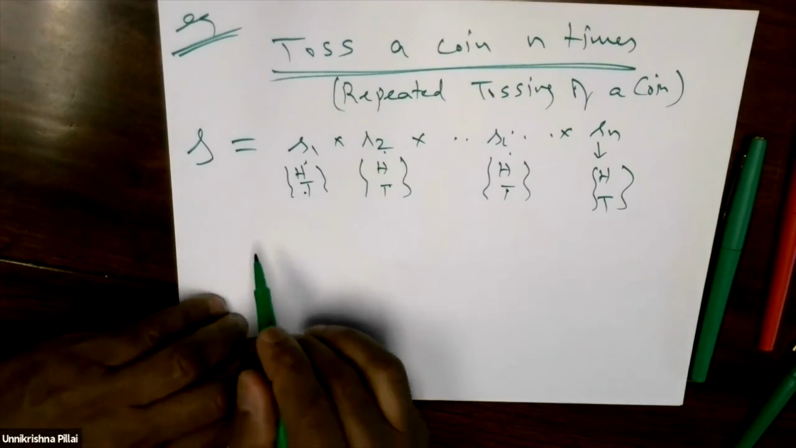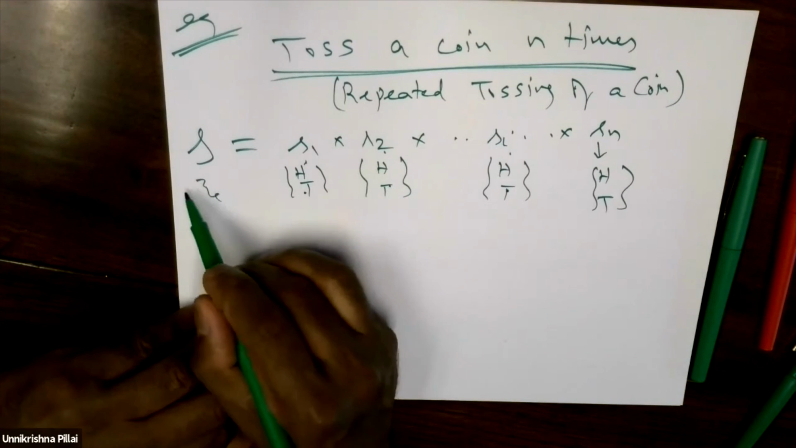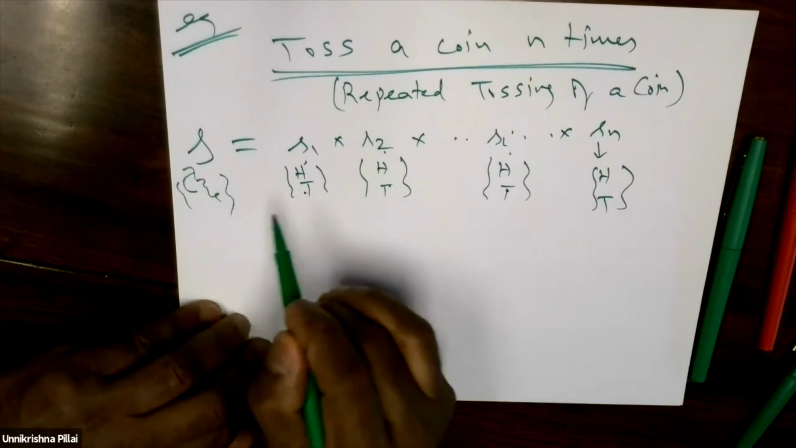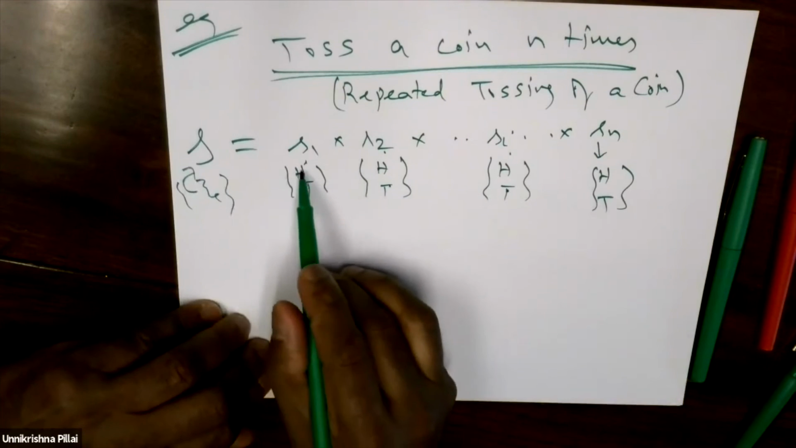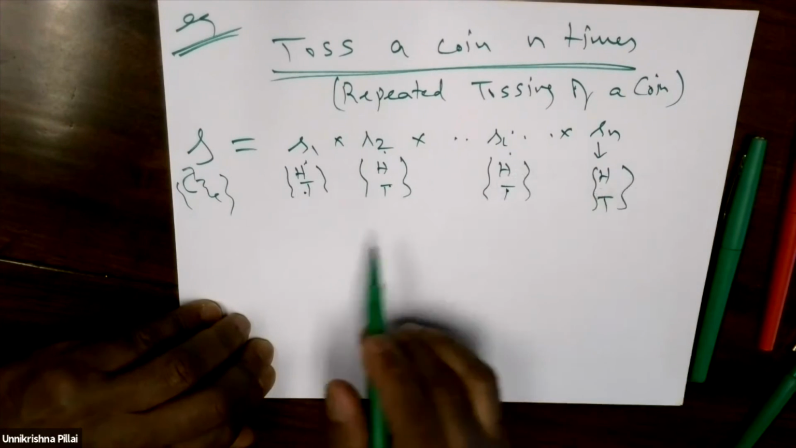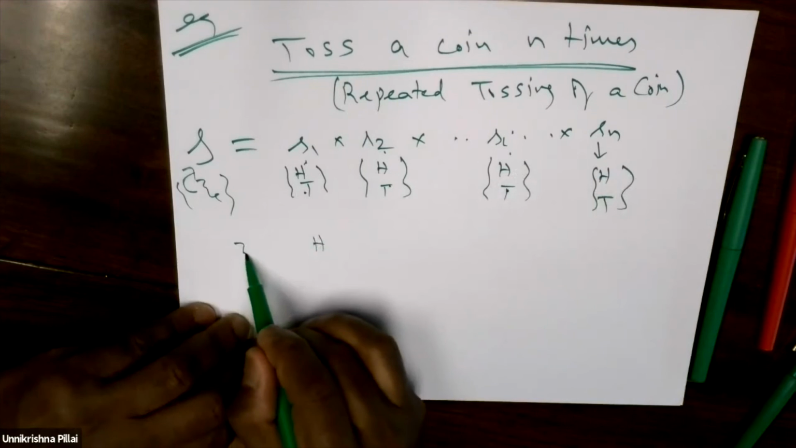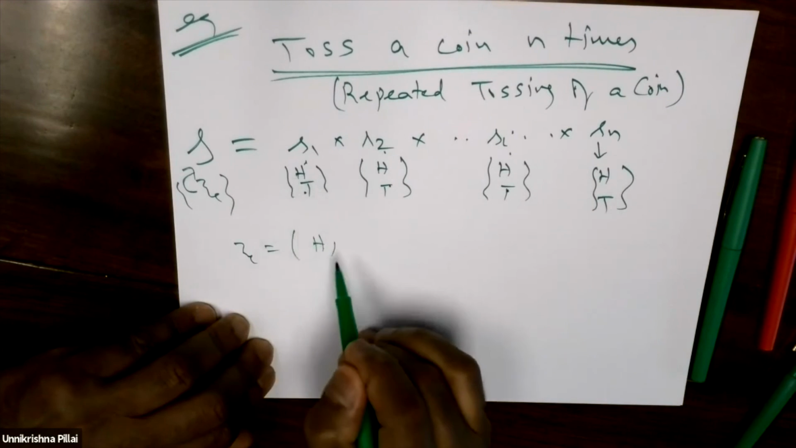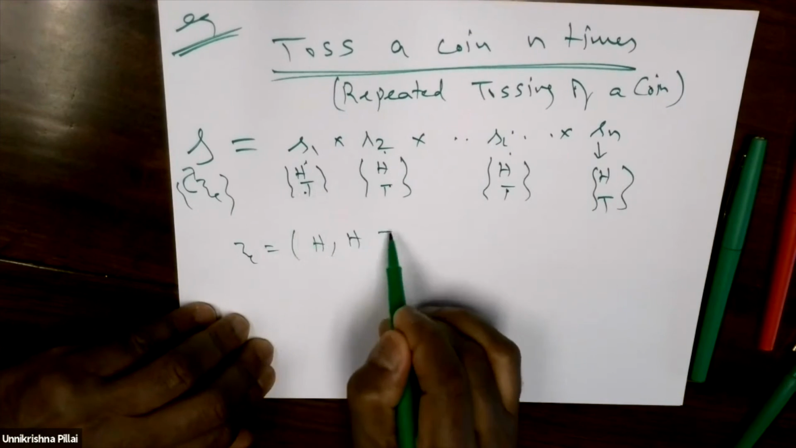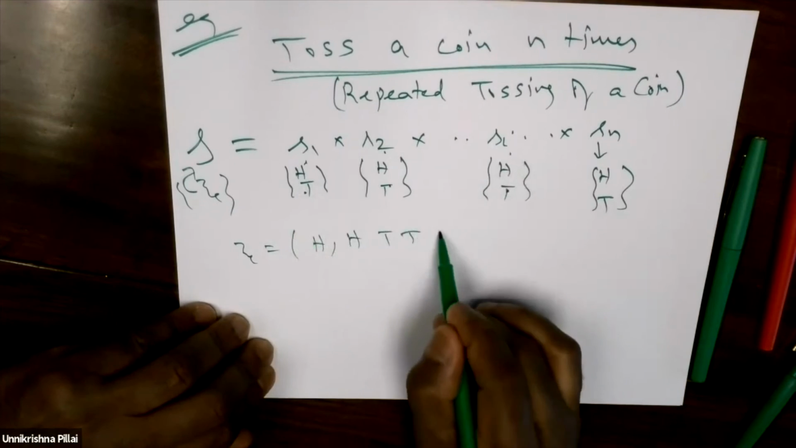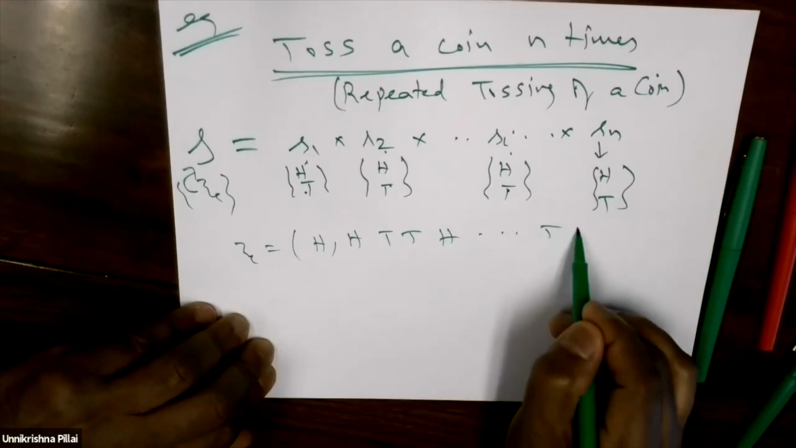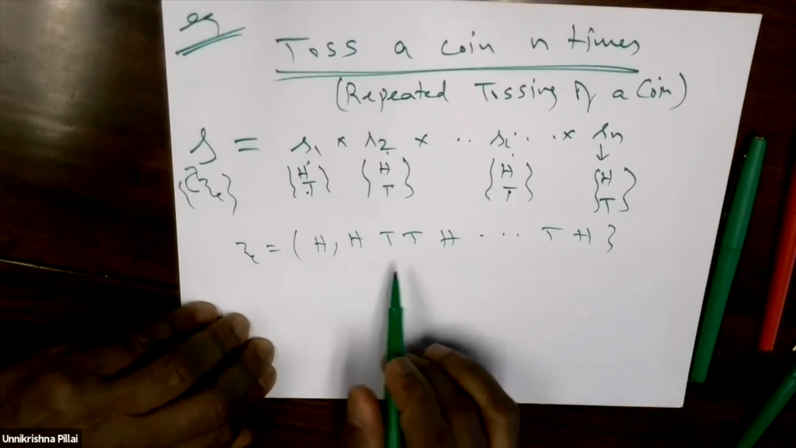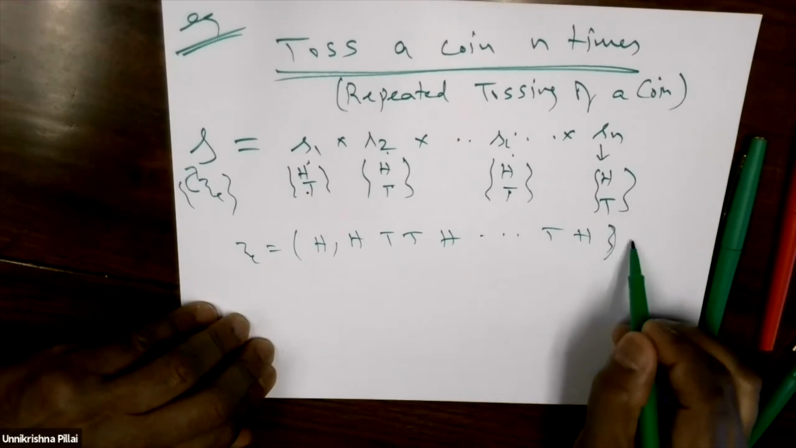So the question is, what is a typical psi here? Remember, you can take any one of these combinations. So a typical psi would look like this. You could have a head here, then you could have a tail from the third one, tail, head, etc. A sequence like this. So this is a typical sequence.